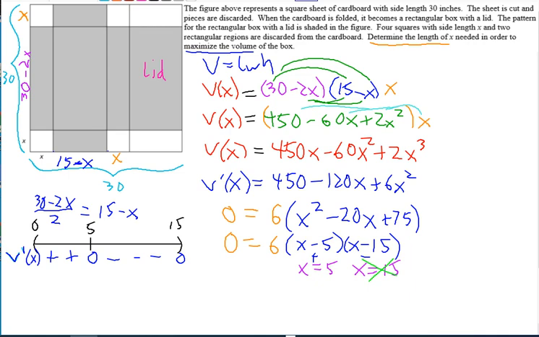So this shows us the volume of our box here would be increasing and then decreasing. And so you can see there's only one place the maximum could be, right at 5. And that's what it asks you for, determine the length of x. So x would have to equal 5, and the units here are inches.